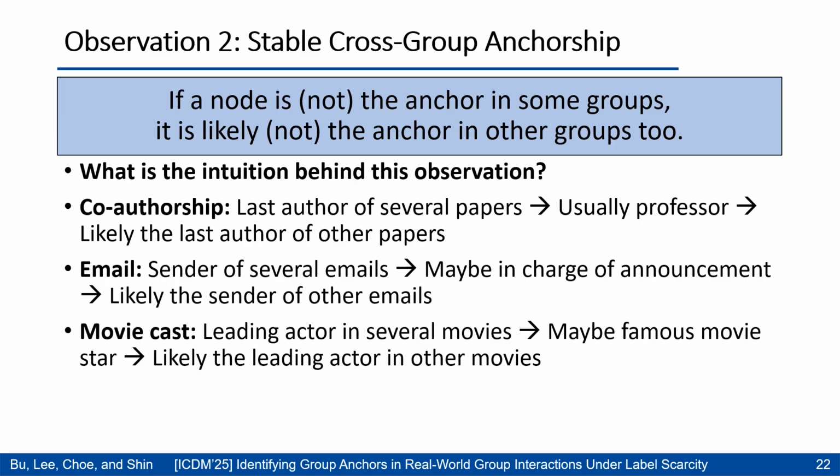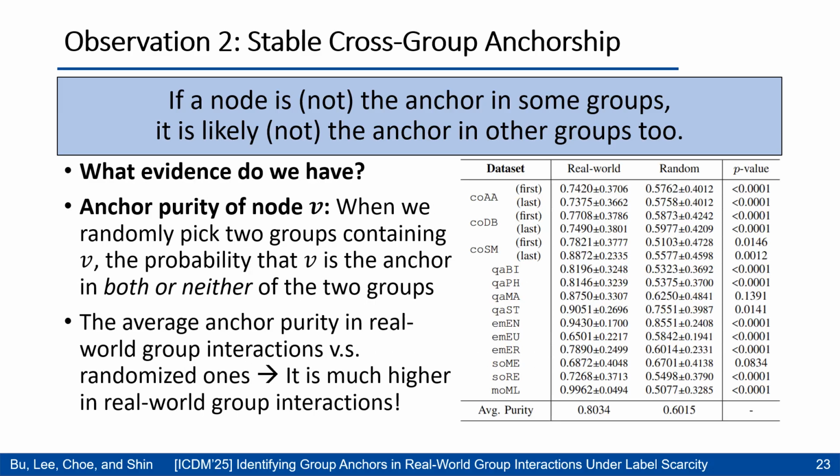Similar to observation 1, we also have some intuition for this observation. Imagine, for example, for co-authorship group interactions, if a person is the last author of several papers, then she is usually a professor. Then she is likely the last author of other papers too. Then we show some numerical evidence.